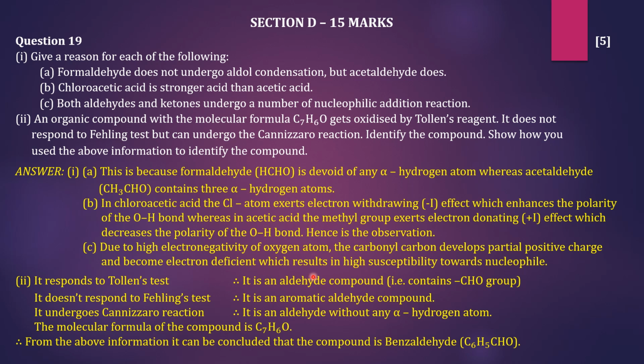Since it responds to Tollens test, it will be an aldehyde. No response to Fehling test, it will be an aromatic aldehyde. Undergoes Cannizzaro reaction, no alpha hydrogen. Formula given C7H6O. So the only possible structure can be benzaldehyde, which is C6H5CHO. So writing these 3 logical conclusions, 3 into half, and finally identifying benzaldehyde another half. So this is the 2 marks question, and under question 1 A, B, C each 1 mark. So that is the 5 marks. It is distributed like this.